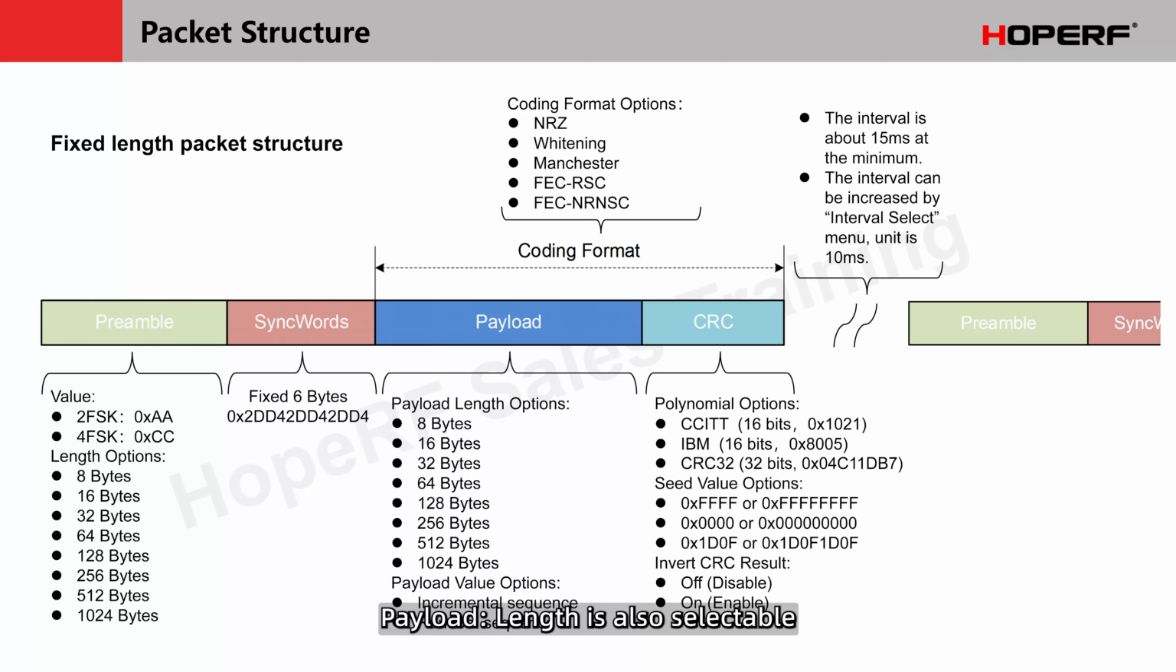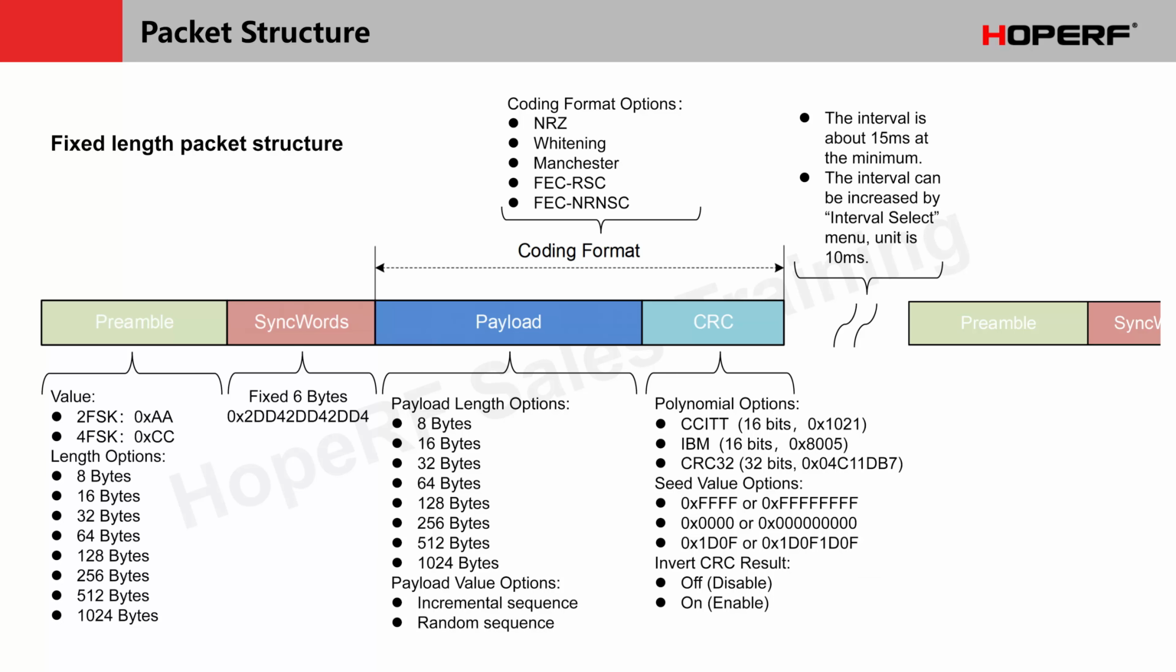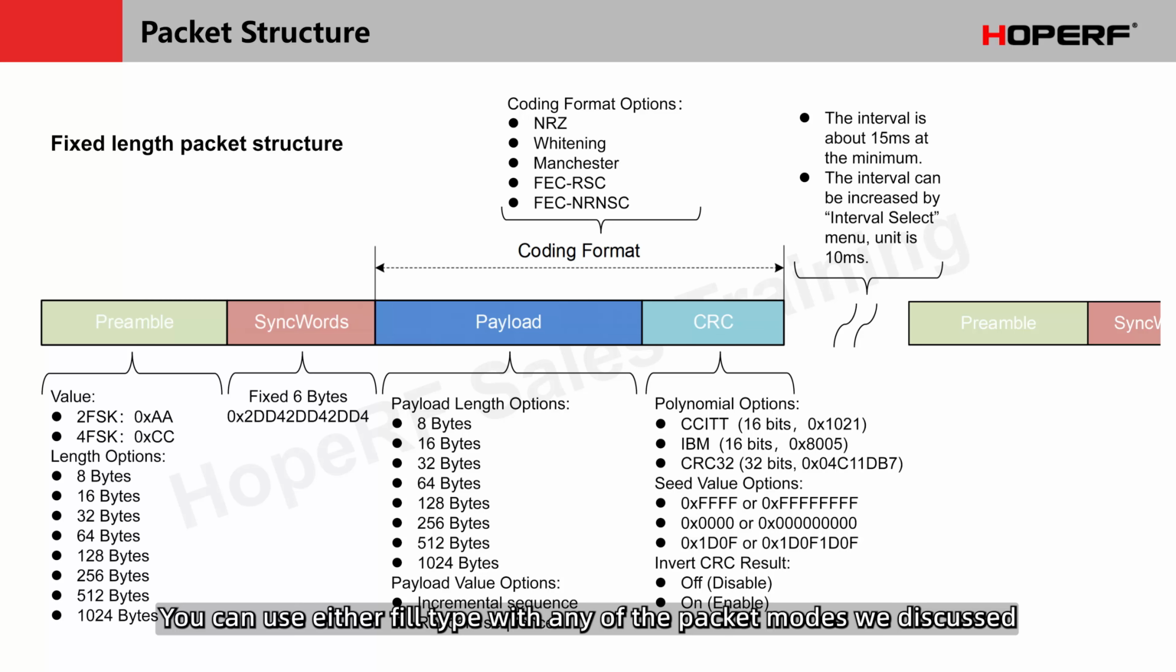Payload length is also selectable, starting from 8 bytes and doubling up to 1024 bytes. The content can be either an incrementing sequence or random numbers. You can use either field type with any of the packet modes we discussed.